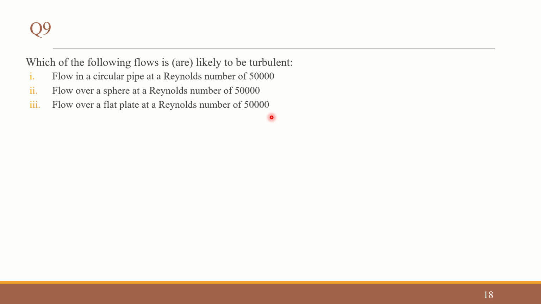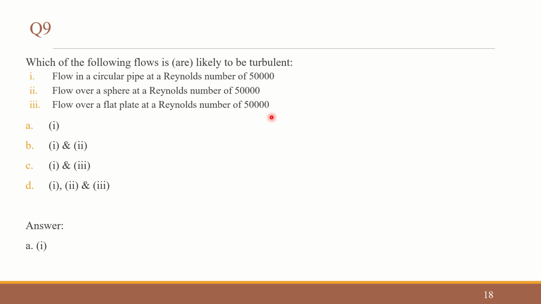So from this we are able to observe one thing, that the Reynolds number in all cases is 50,000, but in all cases it is not turbulent. The critical Reynolds number for each of these cases is different, so we need to know that properly to identify the right answer. First option, option A is 1, option B is 1 and 2, option C is 1 and 3, option D is 1, 2 and 3. So the answer is actually option A, 1.